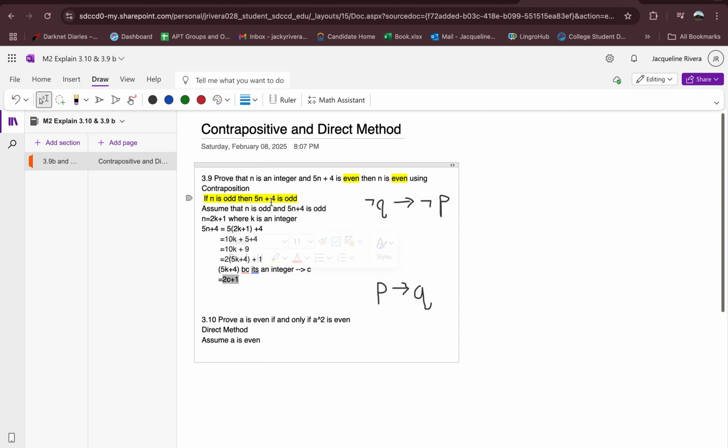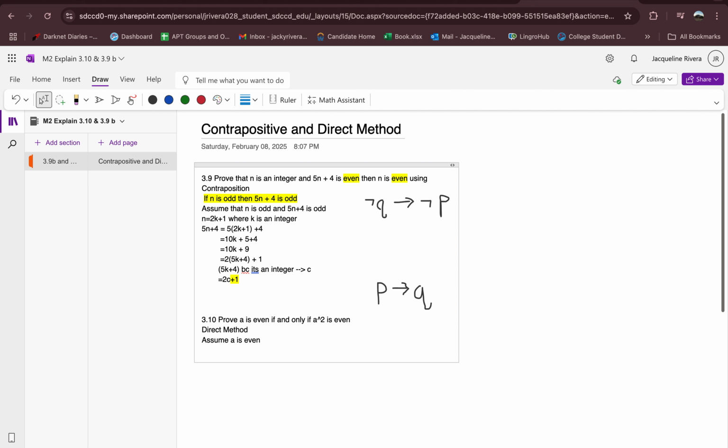So it basically tells us that our statement's true. If n is odd, then 5n plus 4 is odd. And since that makes this statement true, that would make this statement over here true. Because if 5n plus 4 is odd and n is odd, then 5n plus 4 is even and n is even. And then now for our next question, it'll be 3.10.